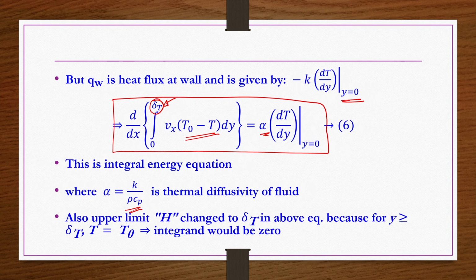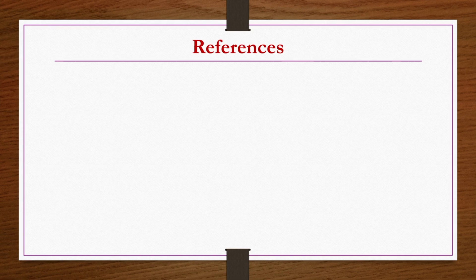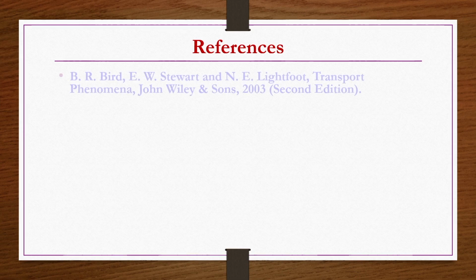So, here this alpha is nothing but k by rho Cp, which is the thermal diffusivity of the fluid. So, now this integral momentum equation that we developed a few slides before, and the integral energy equation developed in this slide here, these are going to be used in our next classes to find the momentum and thermal boundary layer thickness for power law fluids and Bingham plastic fluids, in addition to the regular Newtonian fluids as well.